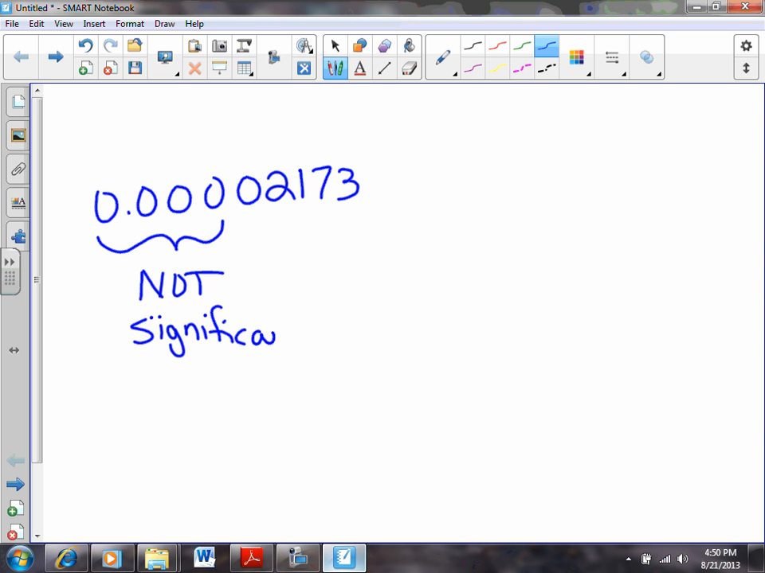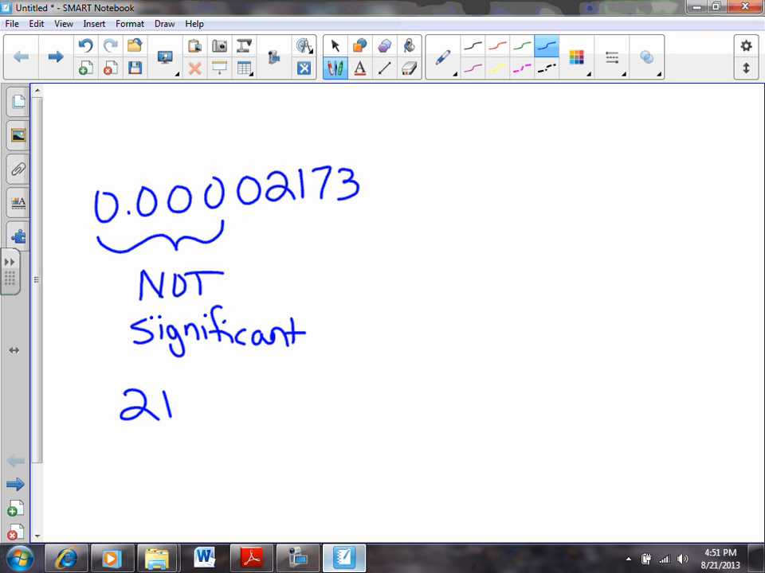In other words, they're only there for the purpose of showing you what the value of the number is. So that this is 2 times 10 to the minus 5, rather than 2,000. So they just show you where its value lies. Those are leading zeros. And now we have trailing zeros.